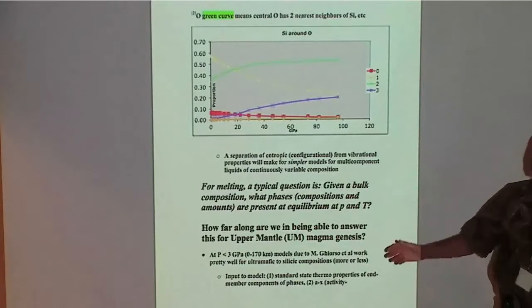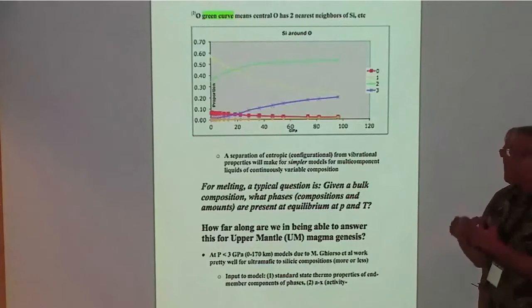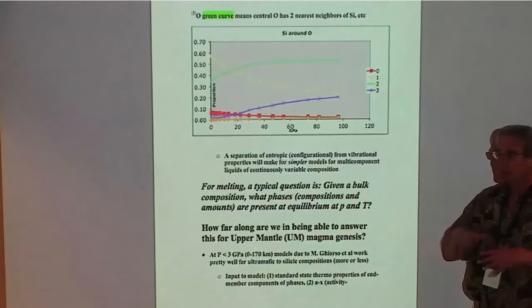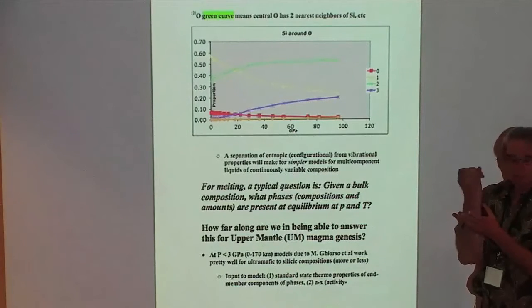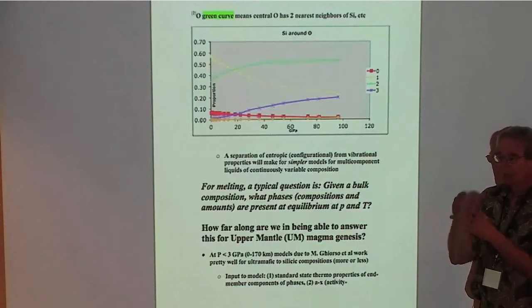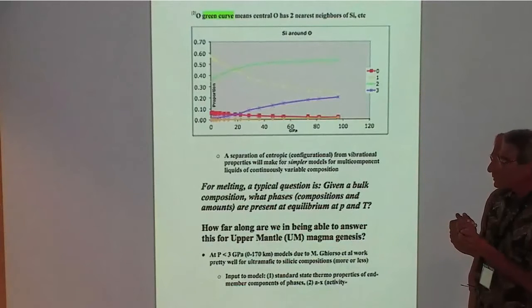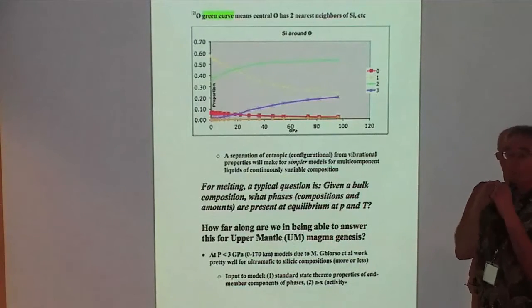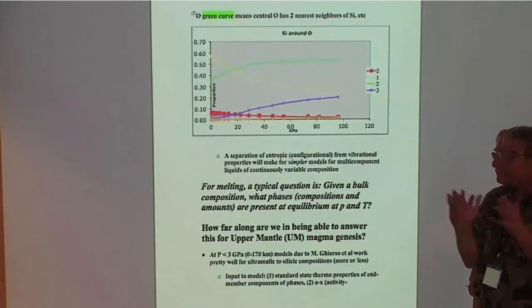So here's the typical question, to kind of summarize. Here's what we want to know. Given a bulk composition, you guys know what a bulk composition is: nothing to do with minerals, just specifying the bulk composition of a material. What's the SiO2? What's the MgO? What's the FeO? Given a bulk composition and given a pressure and temperature, what phases, what amounts, what are their compositions, and this includes liquids, at a given PT? I mean, that's the fundamental problem.